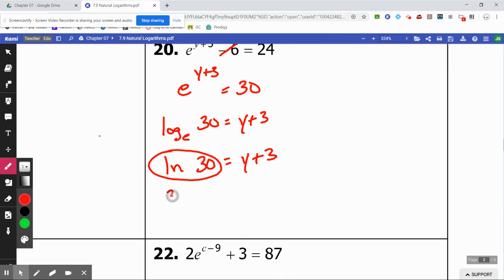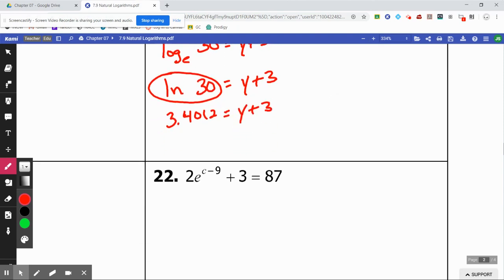And that's going to be 3.4012 is equal to y plus 3. Last step, to move the plus 3, we're going to subtract, and that will give you 0.4012 is equal to y.